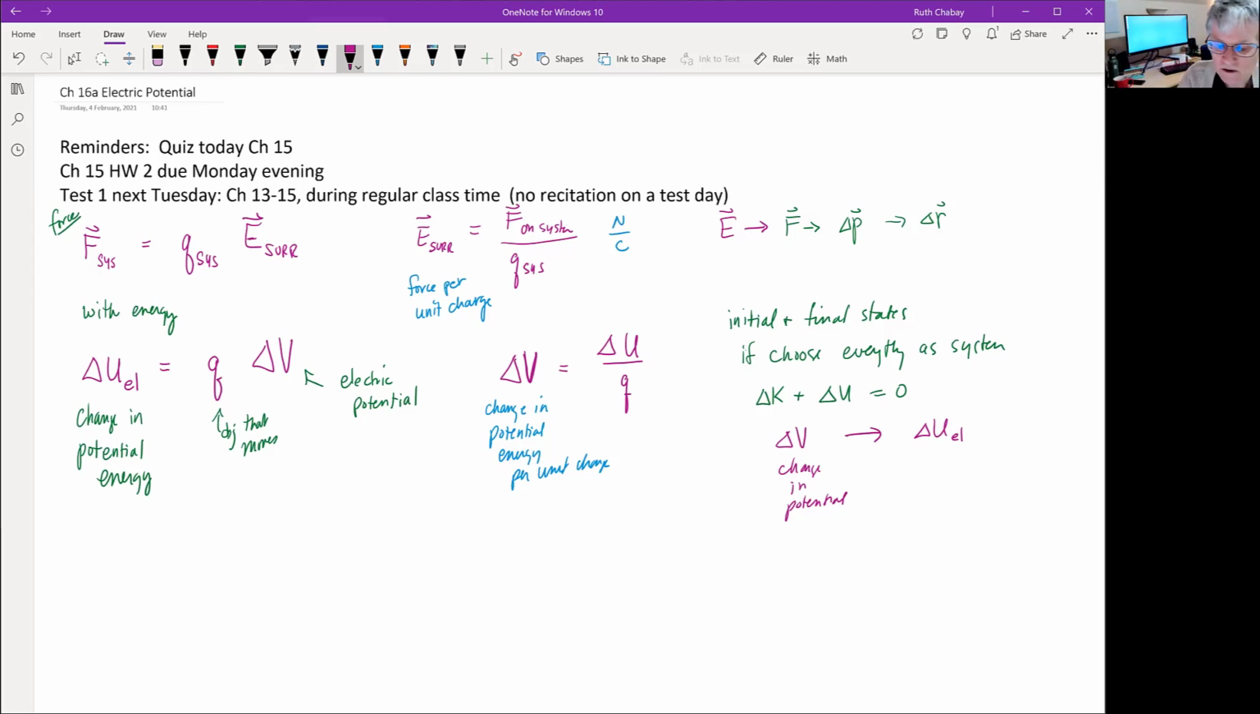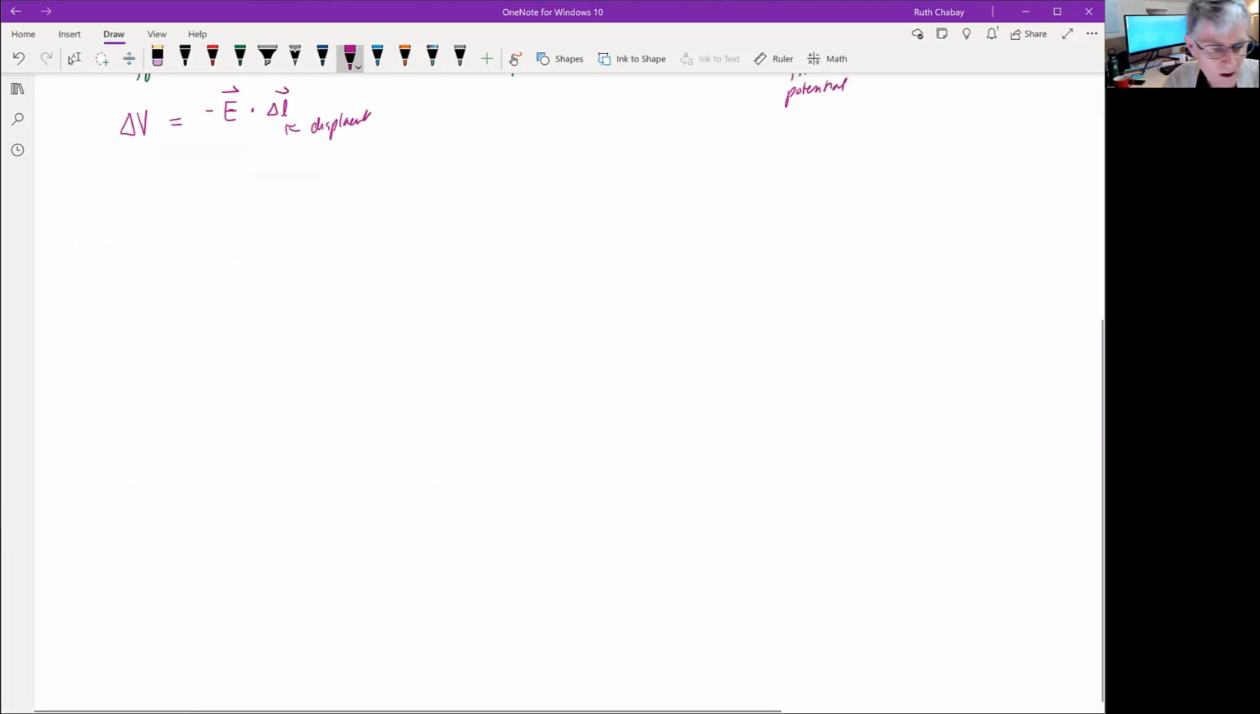And we're going to find out that the change in electric potential is going to be related to the electric field along a path, from the initial position of a moving object to a final position, along some displacement. So it's going to end up being the dot product of the electric field and the displacement. So that's where we're going with this today.